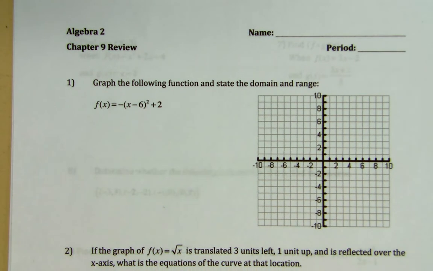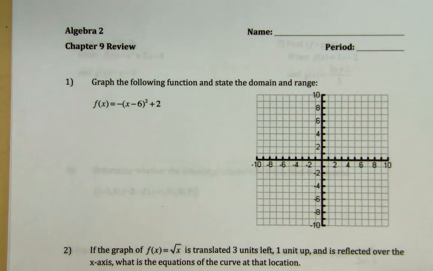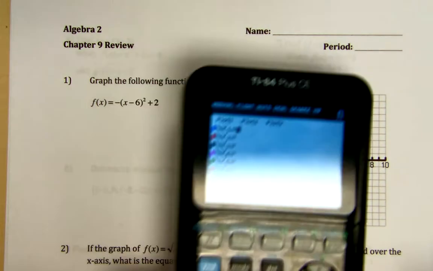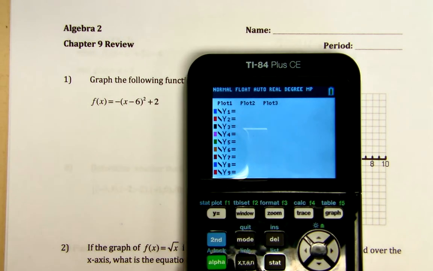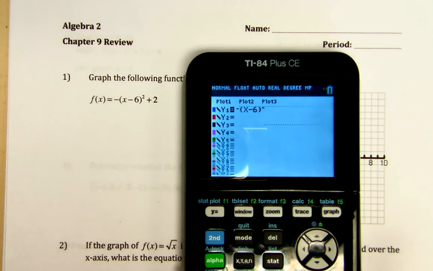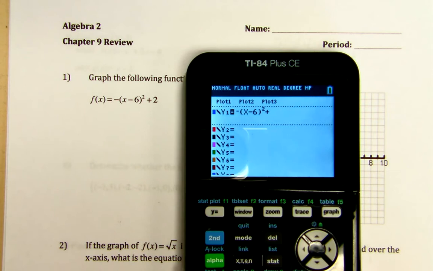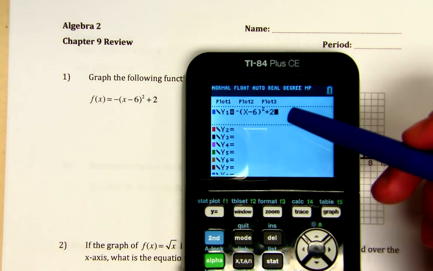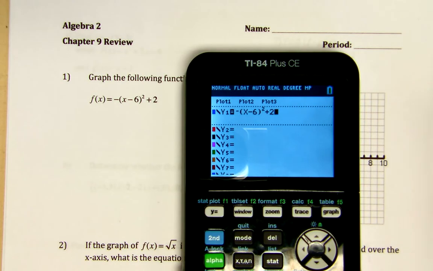So, for this first problem, it says graph the following function and state domain and range. So don't forget to state the domain and range in the end. So number one, the biggest thing is, when it says graph, all your quizzes and tests are graphing calculator. So I would just go right away and plug this in my graphing calculator. So go to y equals, and we had negative, and we're doing x minus 6 squared plus 2. So now make sure that your whole squared part is all together, plus 2 is outside of any parentheses and such.